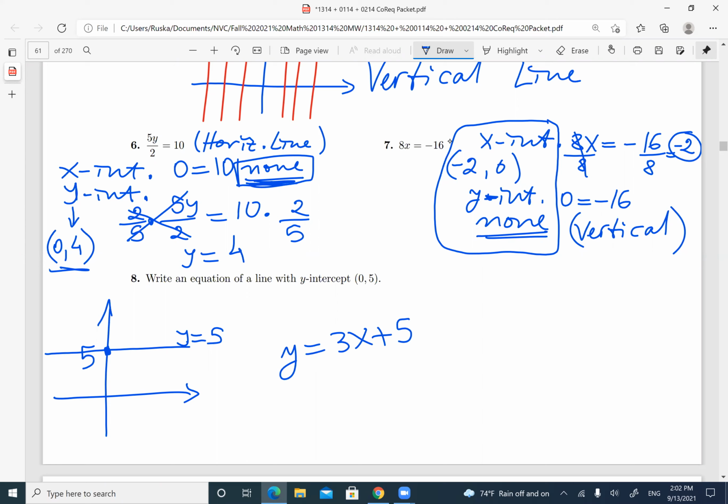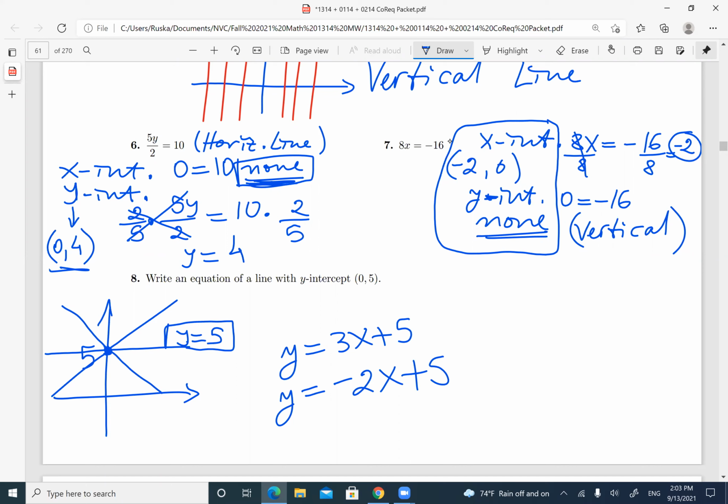So that's a line going through 5 and it's increasing, something like this. You can have one with negative slope, like negative 2x plus 5. So there are many lines crossing the y-axis at (0, 5). The first one is y equals 5, which is a horizontal line. This is increasing and this is decreasing.